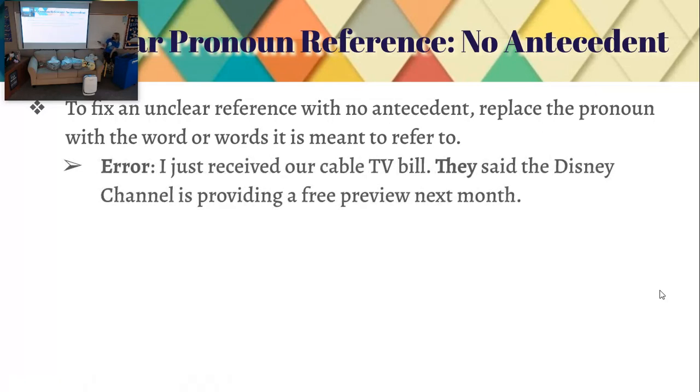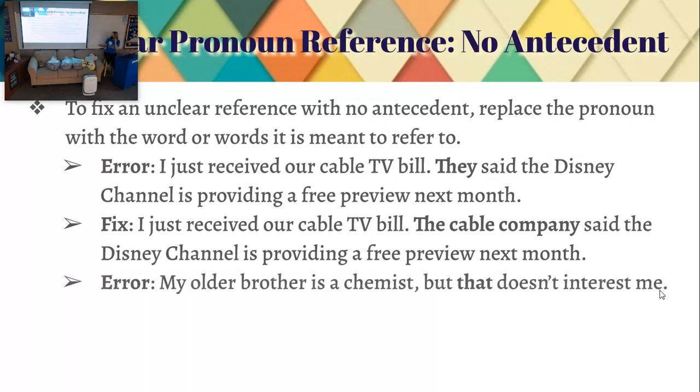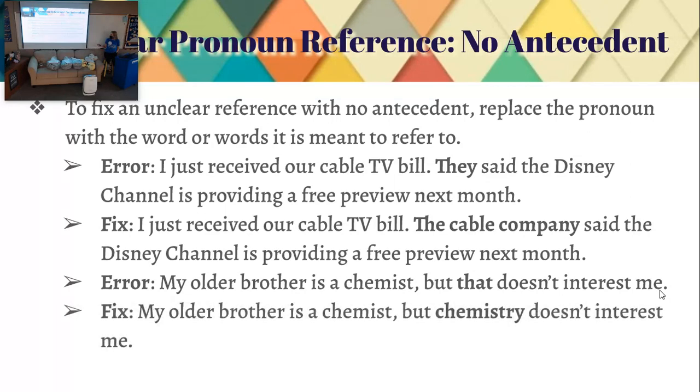Look at this first example, our cable TV bill. They said the Disney Channel is providing a free preview. Just replace the word they with who exactly you're talking about. So here would be the fix. The cable company said the Disney Channel is providing a free preview next month. Then it becomes clear who or what you're talking about. Let's take a look at that second example sentence. My older brother is a chemist, but that doesn't interest me. Again, what doesn't interest you? Our revision would just replace that with chemistry. So it's clear that chemistry is the thing that doesn't interest you. Is this kind of sort of making sense?